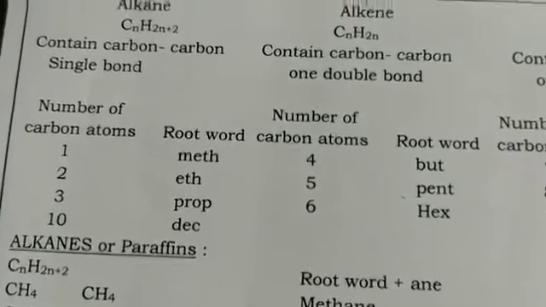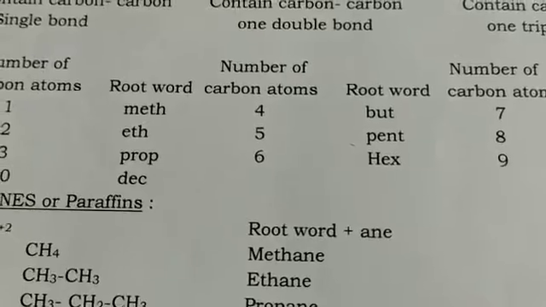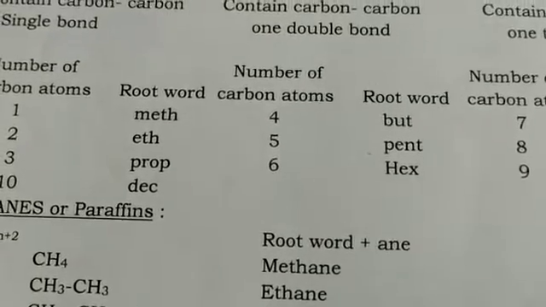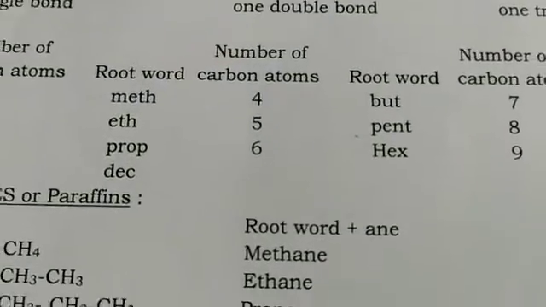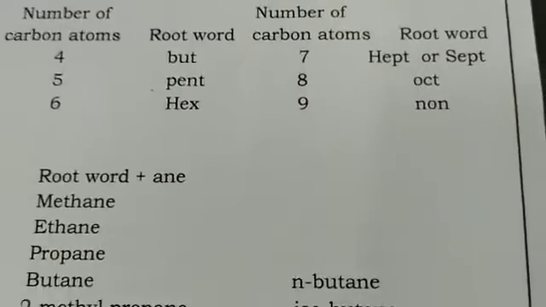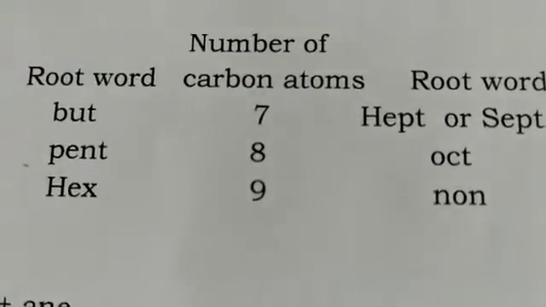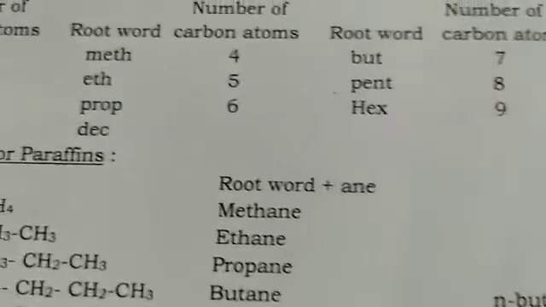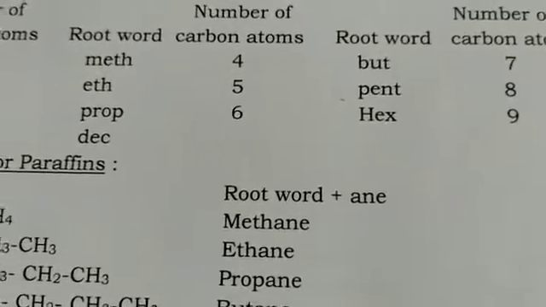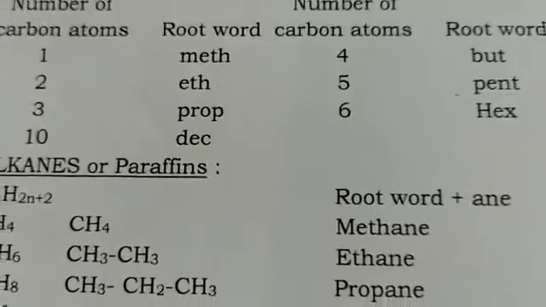Before that, we have to know the root word. The root word denotes the number of carbon atoms. If only one carbon is present, the root word is meth. 2 carbon, eth. 3 carbon, prop. 4 carbon, but. 5 carbon, pent. 6 carbon, hex. 7 carbon, hept. 8 carbon, oct. 9 carbon, non. And 10 carbon, dec. When we consider alkane: methane, ethane, propane, butane, pentane, hexane, heptane, octane, nonane and decane, like this.